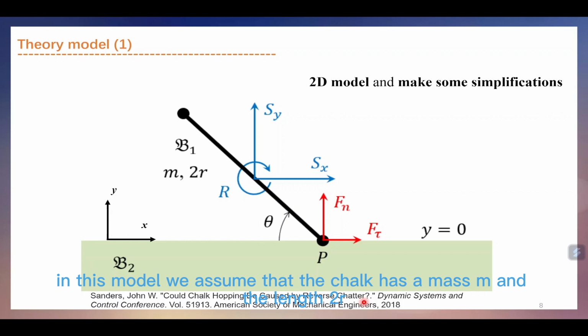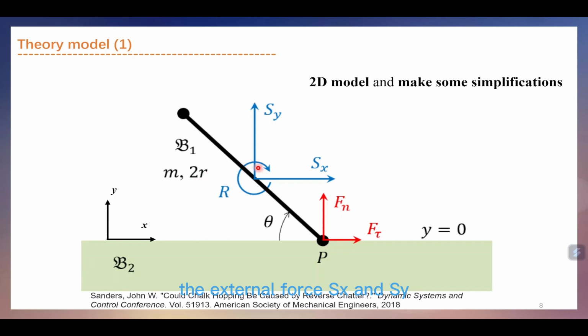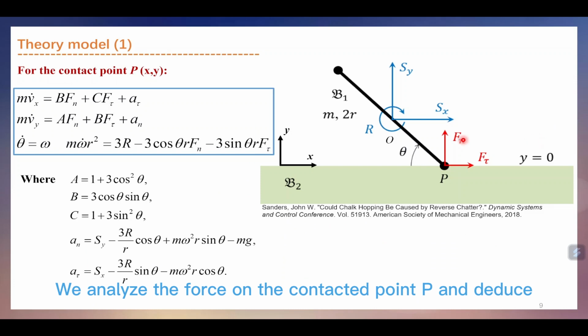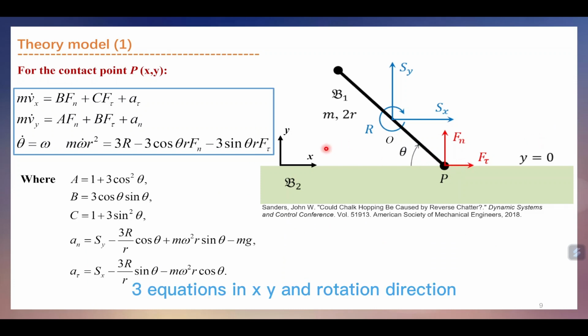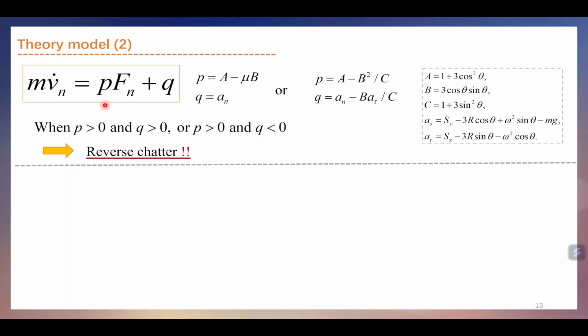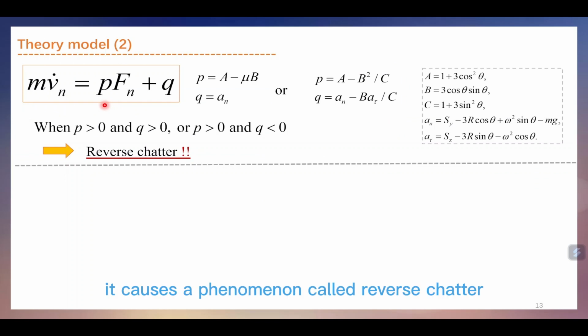In this model, we assume that the chalk has a mass m and a length 2r. The external forces Sx and Sy are applied at the mass center, in the middle of the chalk. We analyze the forces on the contact point P and deduce three equations in the x, y, and rotation directions, shown in the blue rectangle. In certain conditions, it causes a phenomenon called reversed chatter.